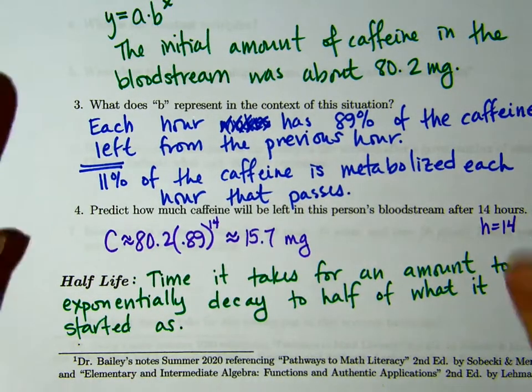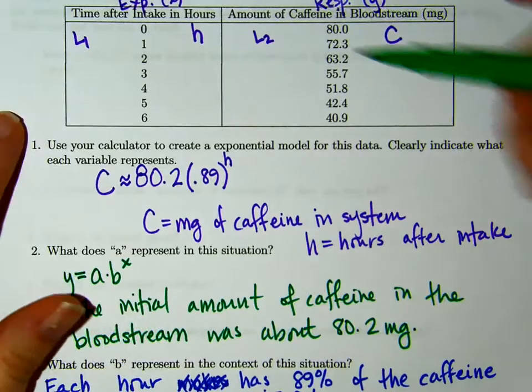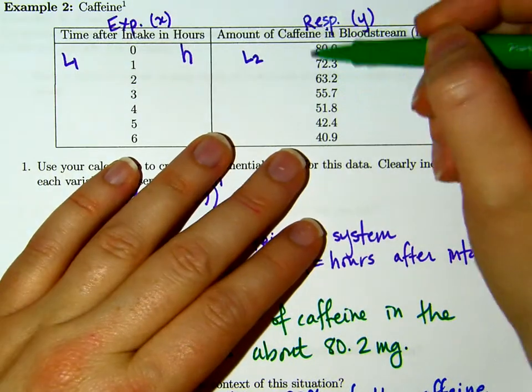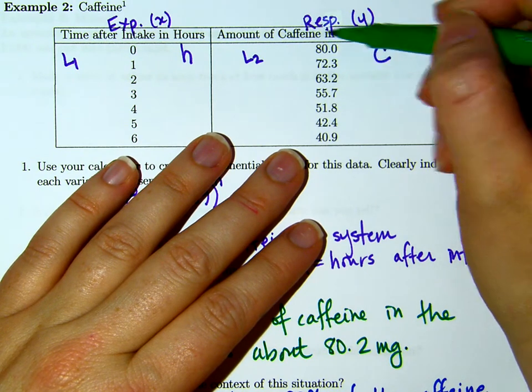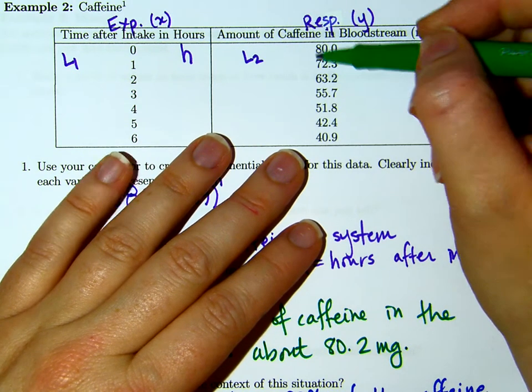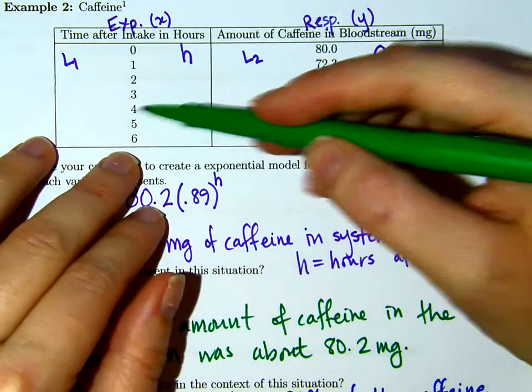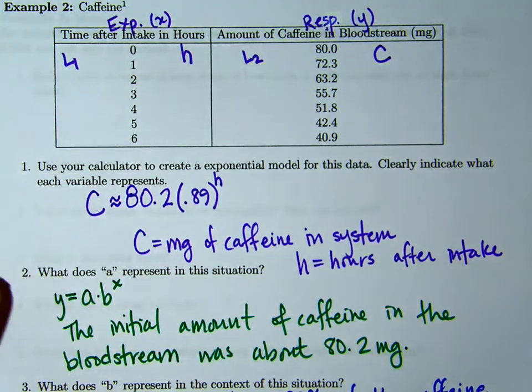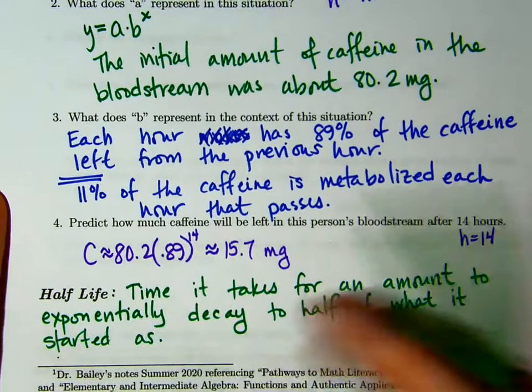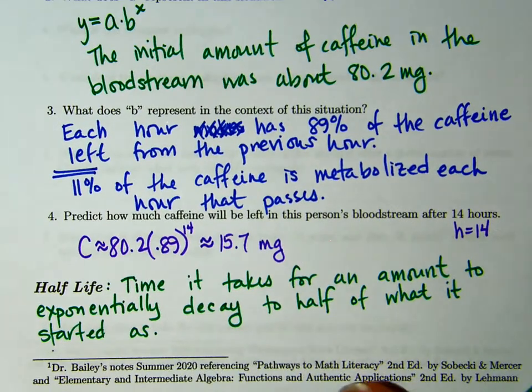Okay, so when I think about the half-life here, it would be asking the question, how long did it take for this 80 milligrams to burn off to being 40 milligrams, because that's half of 80. And the answer is about 6, a little more than 6 hours. Yeah? So that would be the half-life. It would be a little more than 6 hours in this scenario.